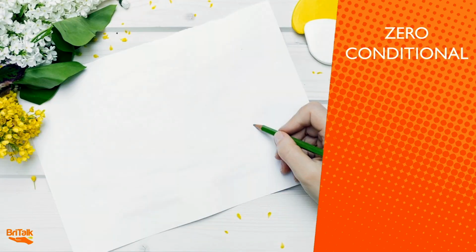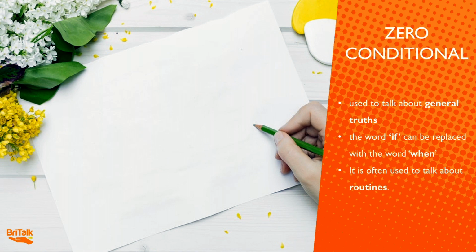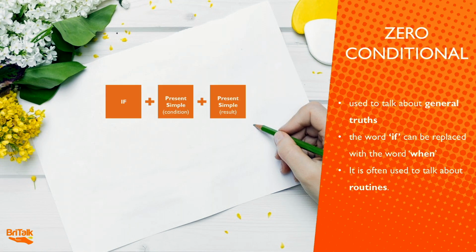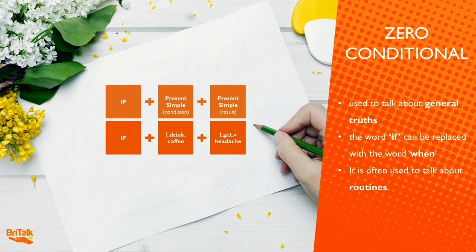So to sum up, the zero conditional is used to talk about general truths. The word if can be replaced with the word when, and it is often used to talk about routines. Its structure is if plus the present simple for the condition plus the present simple for the result. For example, if I drink coffee, I get a headache.